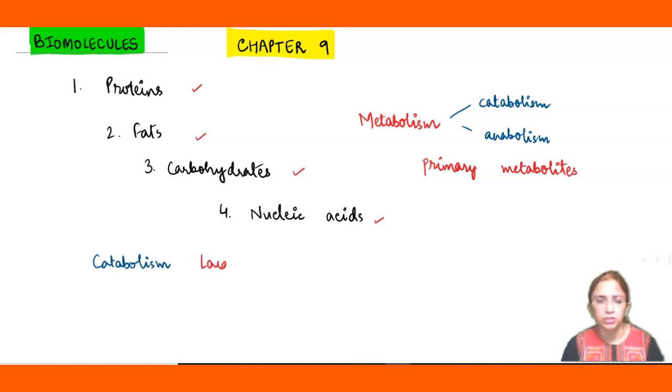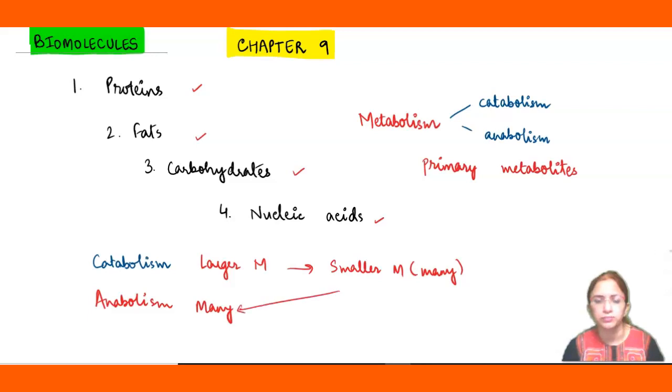Now whenever a larger molecule is there and this larger molecule breaks up into many smaller molecules, this process is known as catabolism. And just the opposite of it is anabolism. In anabolism, many small molecules assemble, group, and aggregate together to form one larger molecule. So catabolism and anabolism together make the metabolism. Cata means breakdown, ana means synthesis.